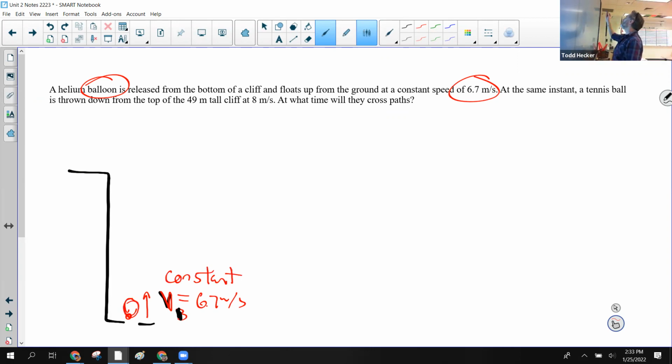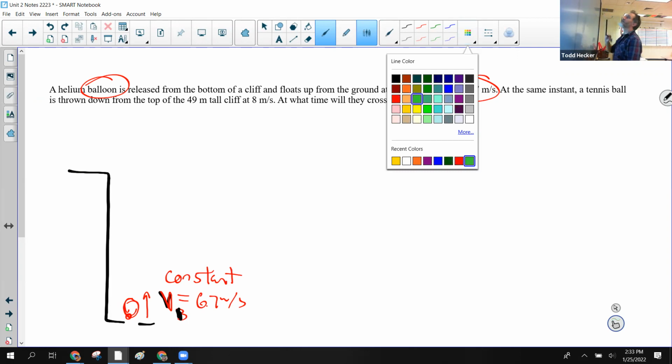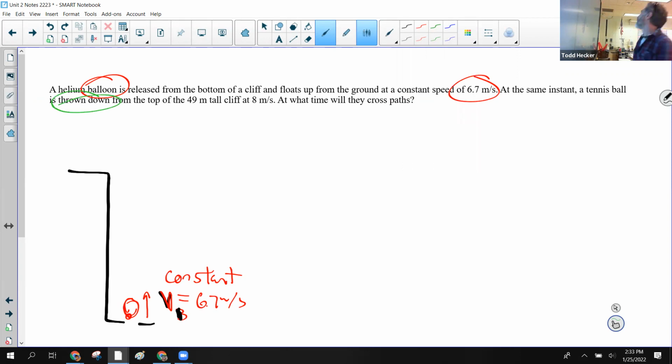All right, meanwhile, we've also got a tennis ball. And the problem tells us that the tennis ball is thrown down. So I'm going to do all my tennis ball work using this green color. If you're colorblind, I should not have, well, I've already done it. So I'm sorry if you have a tough time with green and red. All right, so here's my tennis ball. It is being thrown down with an initial velocity of -8 meters a second.